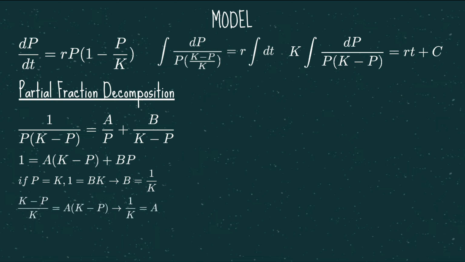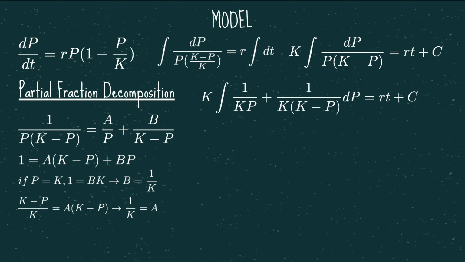Plugging that in and then subtracting it over to the left-hand side leaves me with 1 minus p over k, and if I combine them all into one fraction, I get k minus p over k is equal to a times k minus p. Then if I divide both sides by k minus p, I'll get that a is 1 over k as well. Coming back to our integrals and plugging those in, I'll get k times the integral of 1 over kp plus 1 over k times k minus p dp is equal to rt plus c.